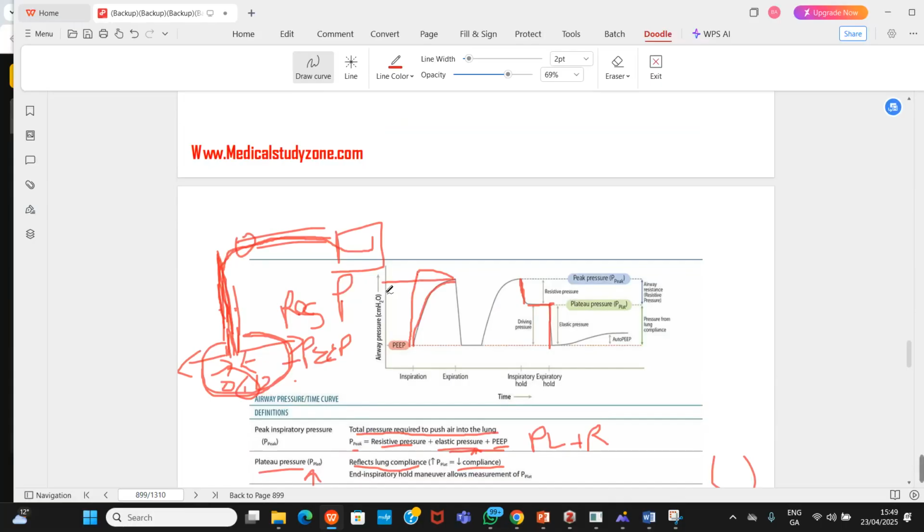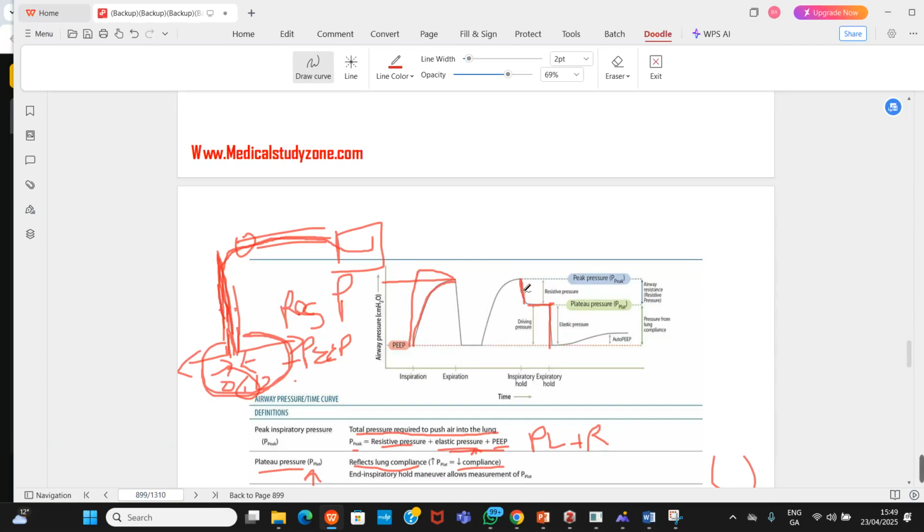Now let us look at the diagram. So from here to here, this is our total pressure. That is the peak. Just trace it. That's the peak inspiratory pressure. Now, to measure plateau pressure, there's something we do.